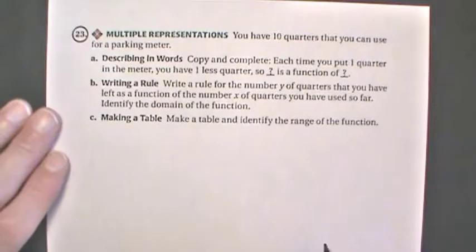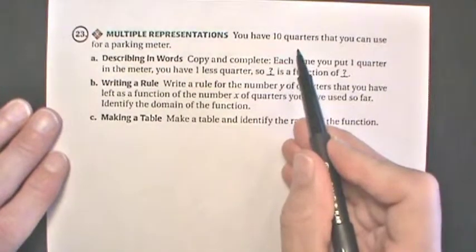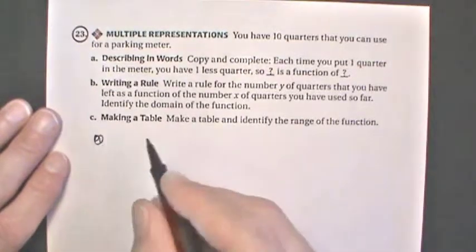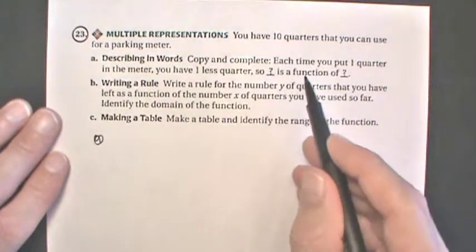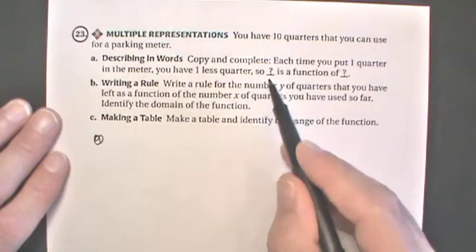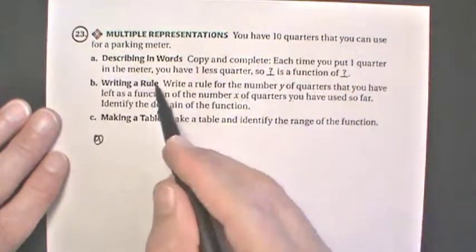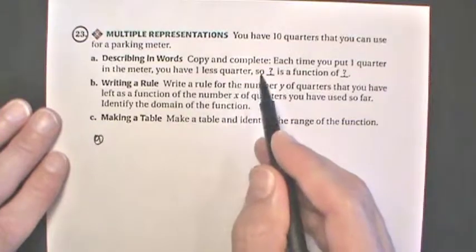Problem 23 says we have 10 quarters that we can use for a parking meter. So for A, it says copy and complete this. I'm just going to write the fill in the blank answers down though. Each time you put 1 quarter in the meter, you have 1 less quarter.